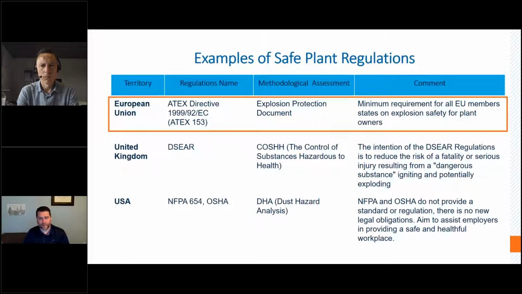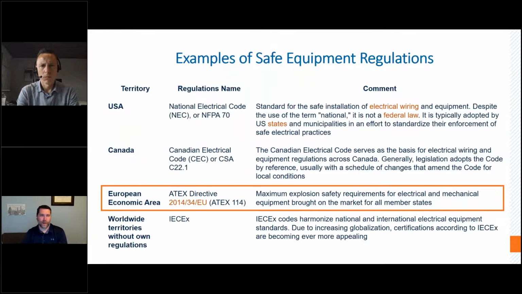The US, like I said, our webinar yesterday on the DHA focuses on the dust hazard analysis for NFPA and OSHA. So to see where these equipment regulations fall in, again, we're focusing on ATEX 114 for maximum explosion safety requirements for electrical and mechanical equipment brought on market for all member states. US and Canada have National Electric Code, Canadian Electric Code, respectively. And then you've also got code for worldwide territories without their own regulations.